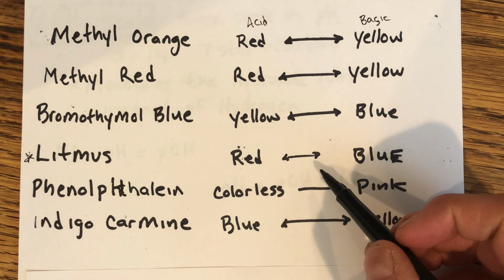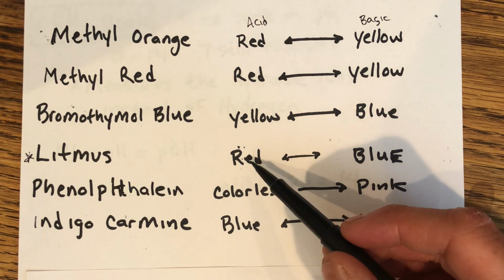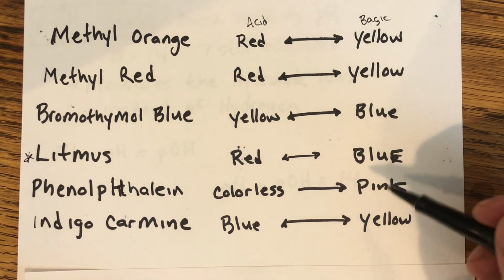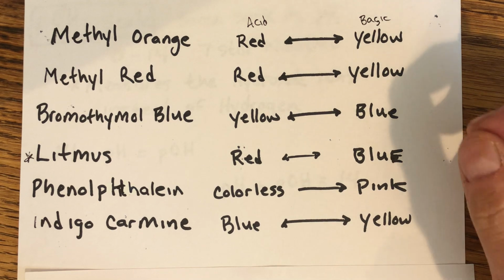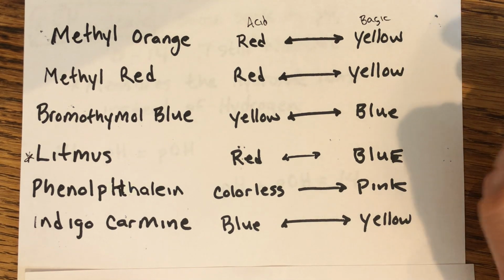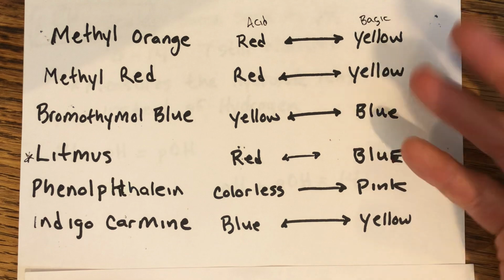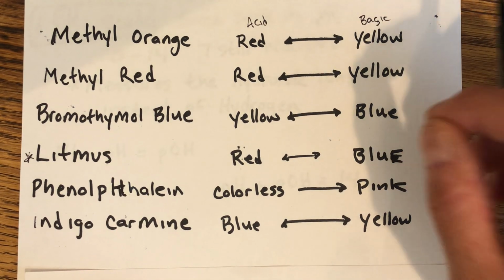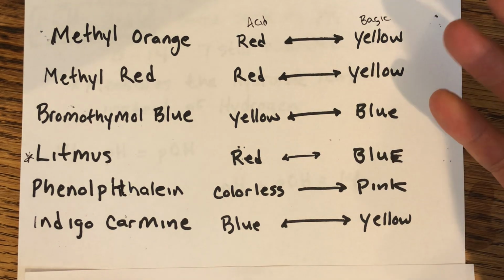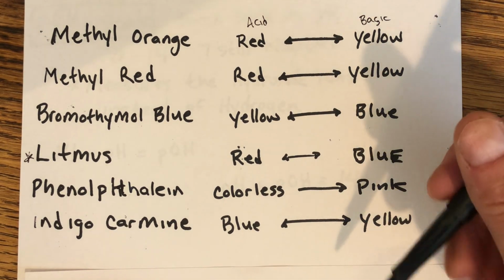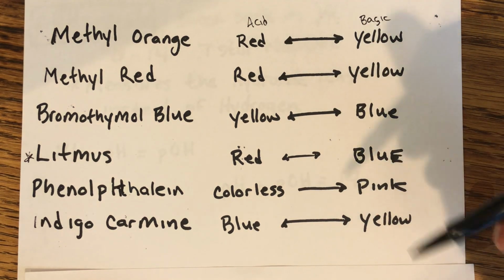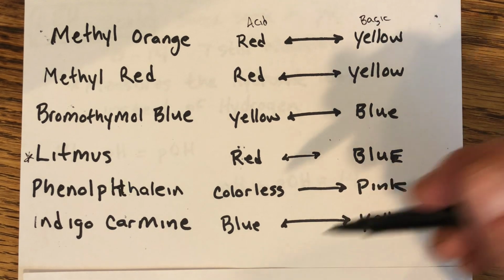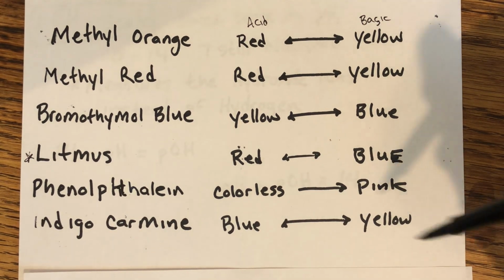This one does not have a range to it. It's just either red for acid or blue for basic, and it's kind of a fun indicator to use. They're these little strips of paper, and they start out either blue or red. You have blue litmus paper or red litmus paper, and if you dip the blue litmus paper into an acid, it'll turn red, and if you dip the red litmus paper into a base, it will turn blue. Phenolphthalein we've talked about with titration, and then indigo carmine is just another indicator.